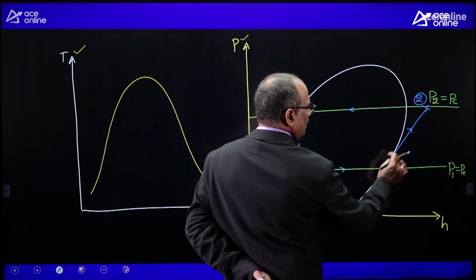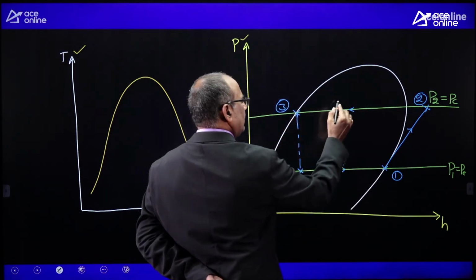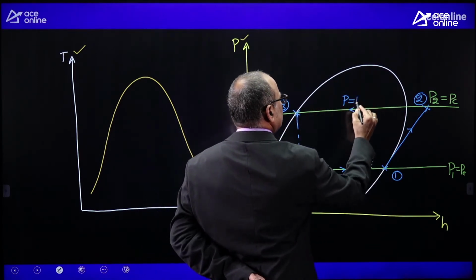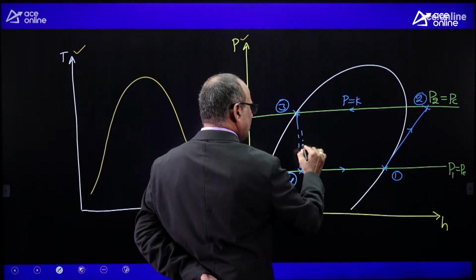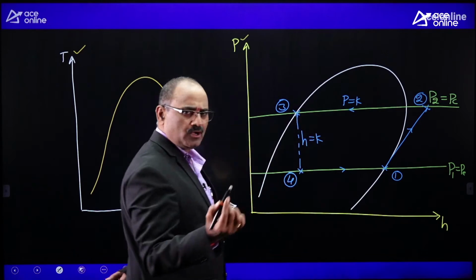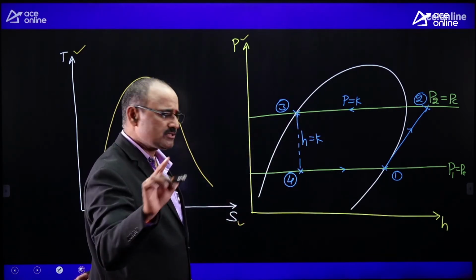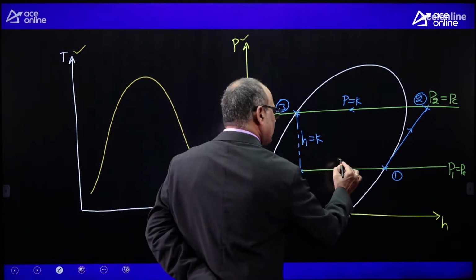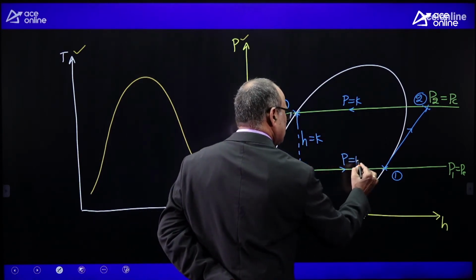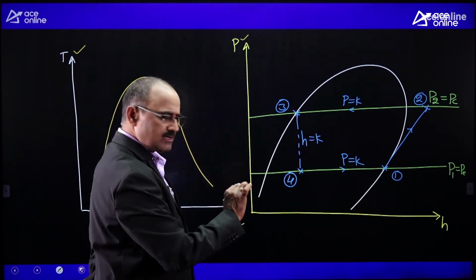Once again, 1-2 compression, 2-3 condensation happening at constant pressure, 3-4 throttling happening at constant enthalpy, 3-4 process you can also call as isenthalpic process, and 4-1 evaporation process where the pressure of the refrigerant remains constant. Understood clearly?